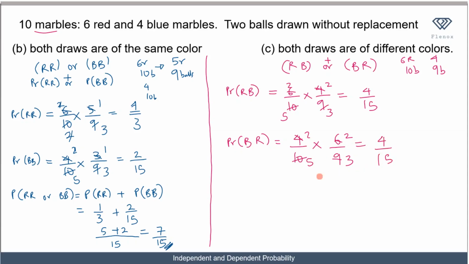So the probability of having red first and blue second, or blue first and red second, is equal to 4 over 15 plus 4 over 15. The or means we add it together, and that gives us 8 over 15. So the probability of drawing two balls of different colors is simply 8 over 15. So that pretty much sums up our discussion on probability.